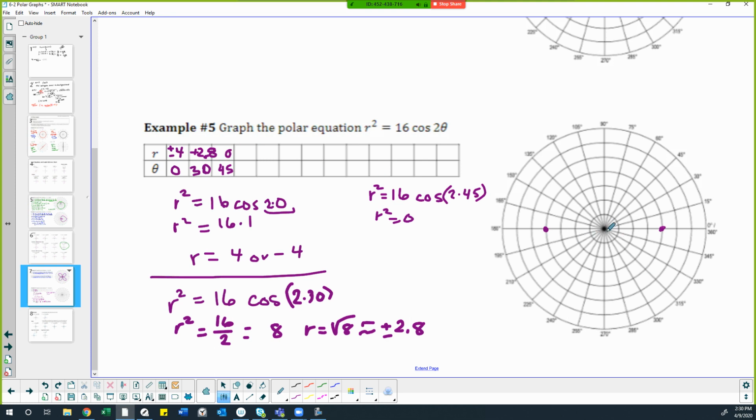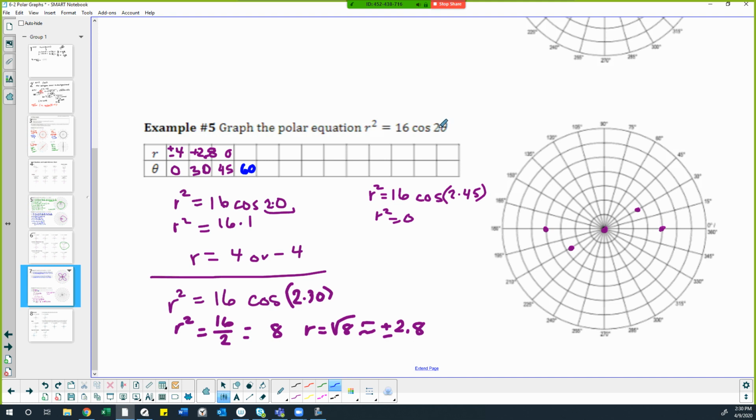So we have 30 degrees, 2.8, and negative 2.8. And then it goes back to 0. Okay, that only gives us half of our lemniscate. So here's though what happens. What if we try to do 60? I want to see what's going to happen.